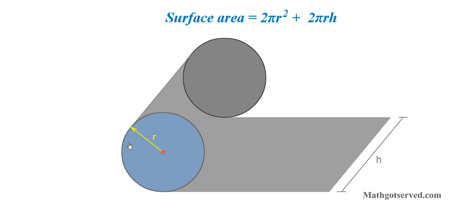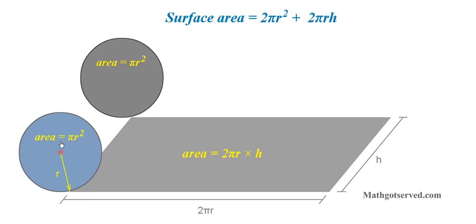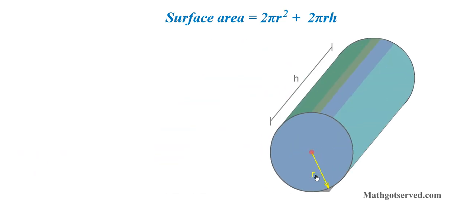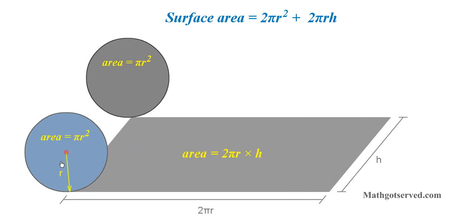So if I lay it out like this, what do you see happening? You have a rectangle. That's the lateral area. So 2 pi r h will be the area of the rectangle. H is basically the height, and this 2 pi r is the same as the circumference of the circle, so that's why it's 2 pi r h. Okay, see how that plays out?